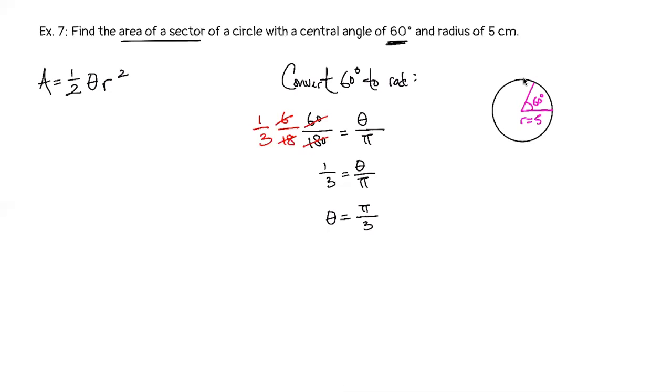So now that I have my angle in radians and I have my radius, I'm going to plug pi over 3 in for theta and 5 in for r. So I'll get my area as 1/2 times pi over 3 times 5 squared. All right, let's see what this breaks down to. Pi over 6 times 25, which gives me 25 pi over 6. And since we're looking at the area of a slice, we want to have the proper units. So it's not centimeters, but centimeters squared for area.